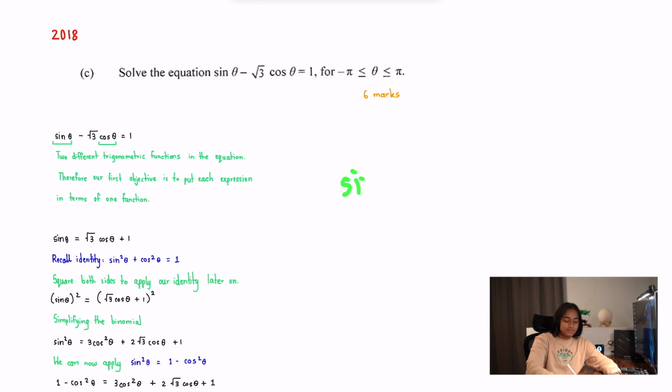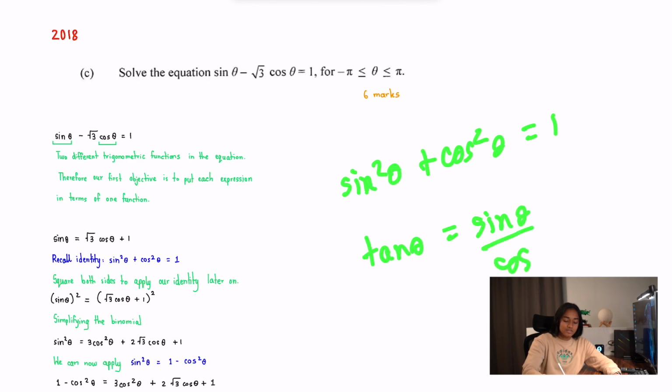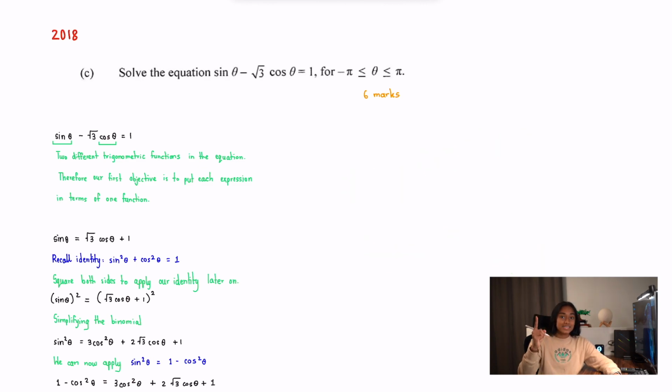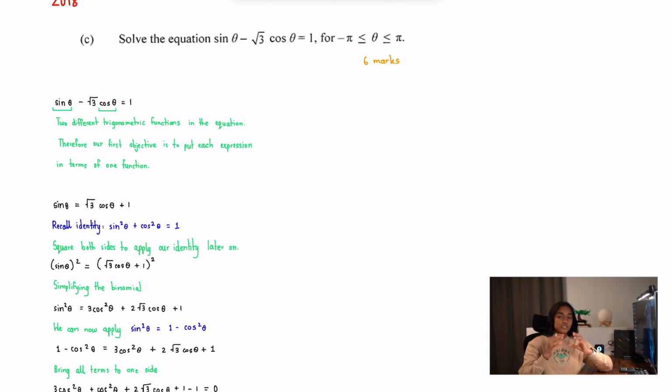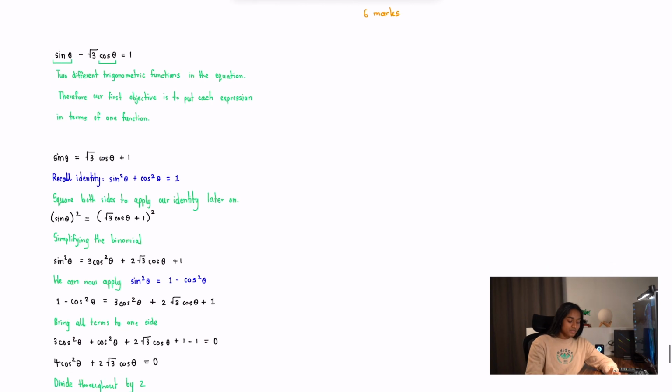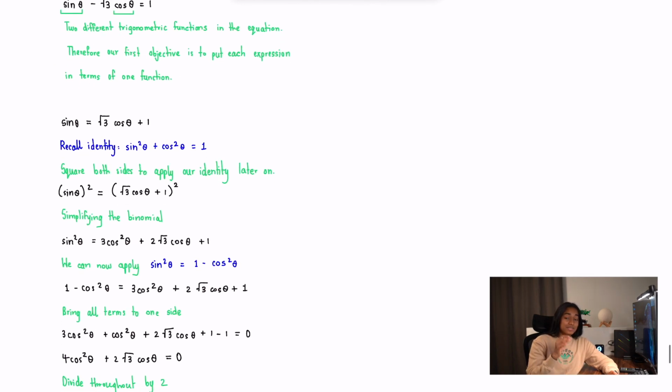We know sine squared theta plus cos squared theta is equal to 1, and tan theta is equal to sine theta over cos theta. So immediately thinking about that, we know that we need to use something to make it into one trig function, right? All in terms of one trig function. So we're going to recall this particular identity, and now we're going to think ahead. We're going to square both sides to be able to apply this identity later on.